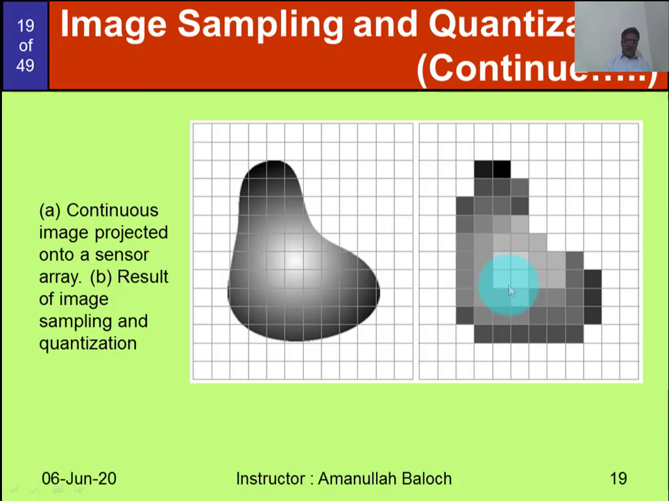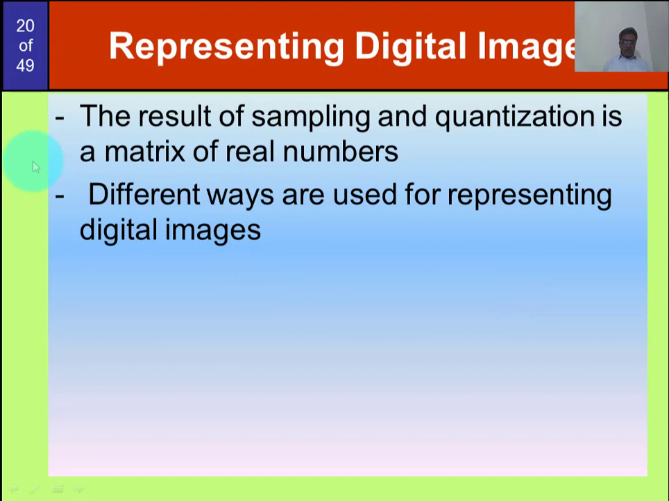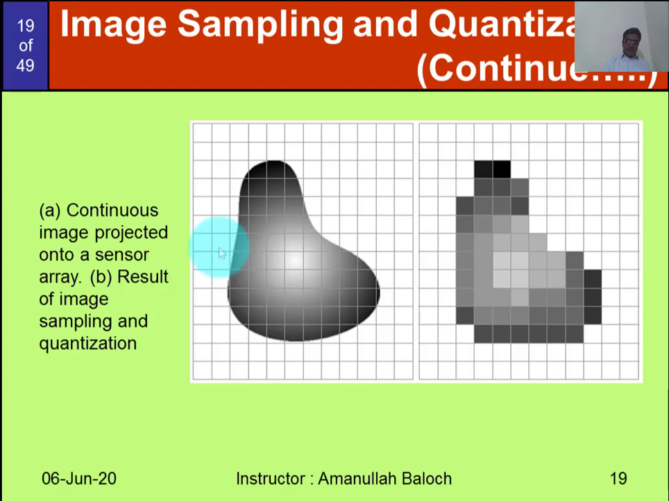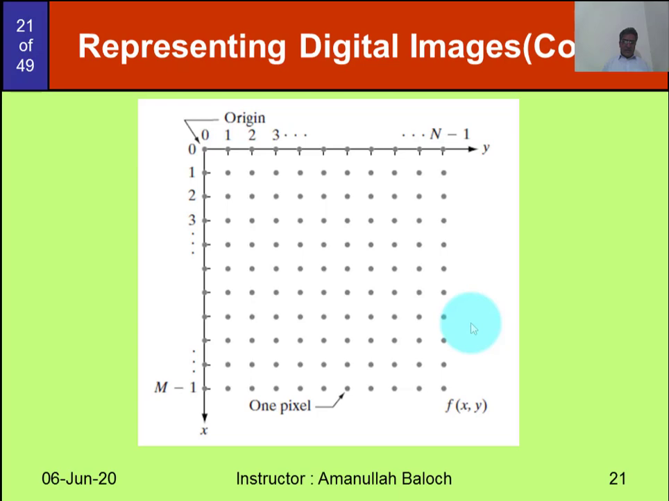The result of sampling and quantization is a matrix of real numbers. Different ways are used for representing a digital image. Here you will see, this is the 0 point, this is 1, 2, 3, 4, 5, 6 columns, the number of columns, and 1, 2, 3, 4, the number of rows. So this digital image is also represented in matrix form, with origin 0, 0, and n minus 1 columns along the y axis, and 0, 1, 2, 3, up to m minus 1 along the x axis. This is the representation of a digital image when we digitize the continuous image into digital form.